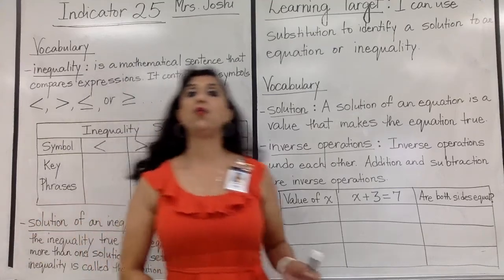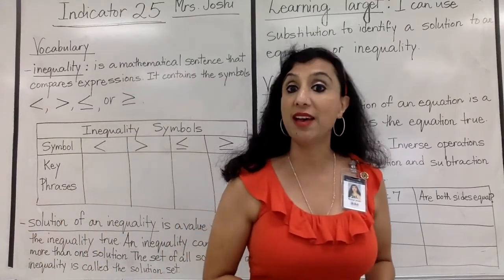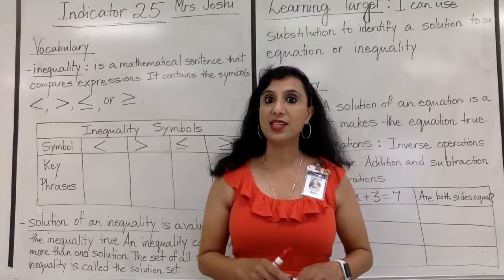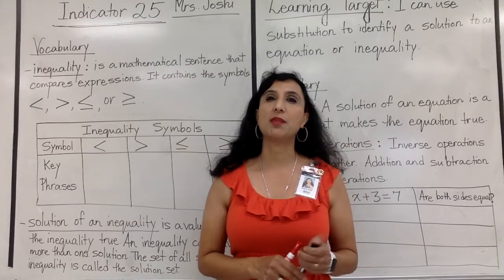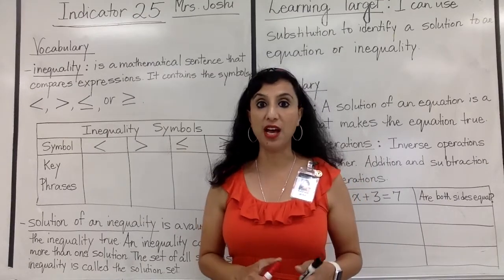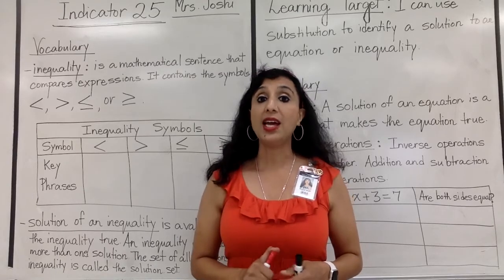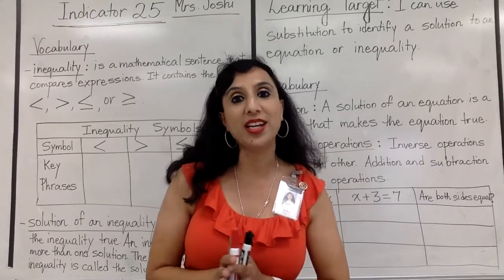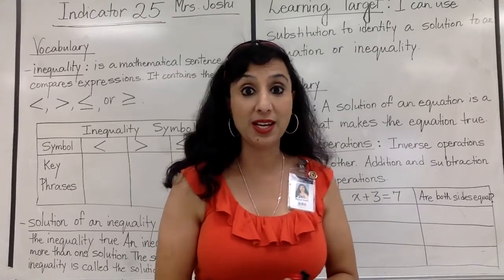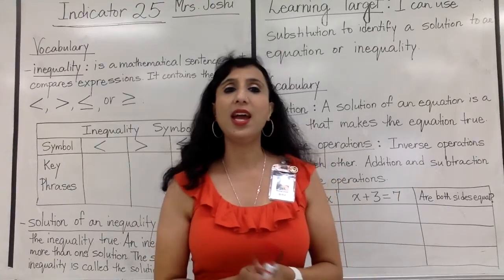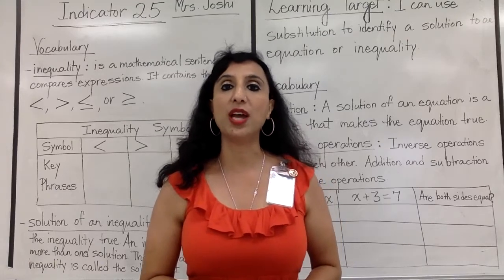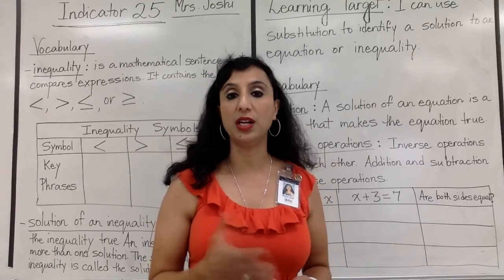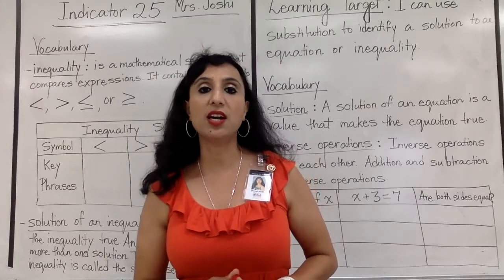Hi guys, we are beginning Unit 7 now, and Unit 7 comprises indicators 25 through 28, and this unit is all about equations and inequalities. It's a really good topic. So let's go ahead and talk about some of the key vocabulary after I share the learning target with you.